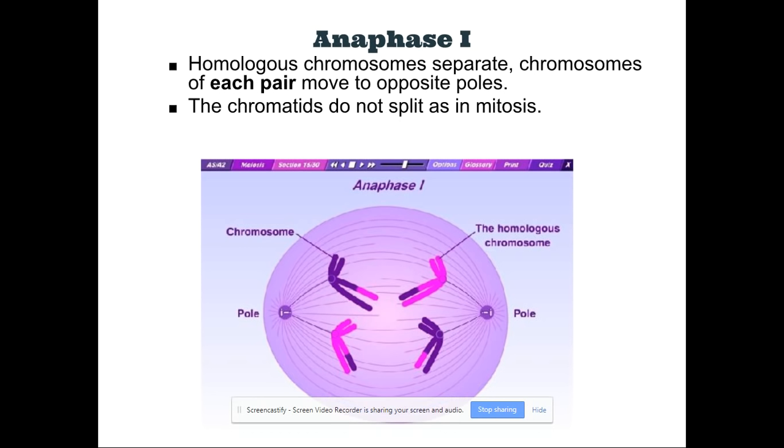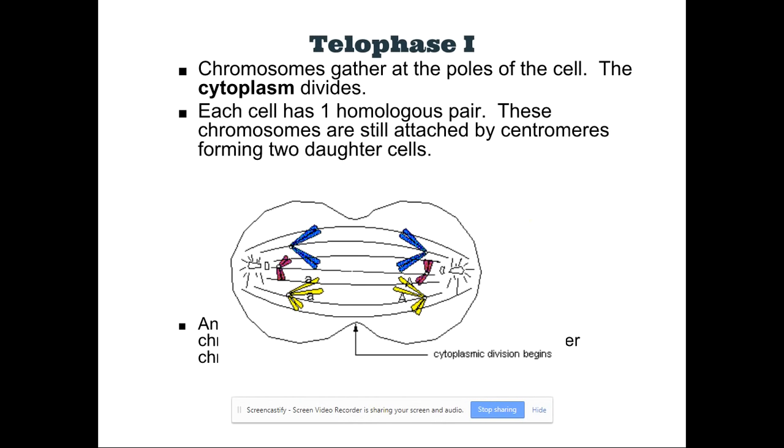Anaphase 1, exactly the same as normal anaphase. They're going to get pulled apart, except the chromatids are not going to split. They're going to travel as pairs to each side, so they're not actually going to split in half. You're moving the whole pair to one side of the cell or the other, and then they're going to form 2 new cells in telophase 1. Cytoplasm is going to divide, and so each cell has one of those homologous pairs, and they're still attached by the centromeres. So you have two diploid daughter cells.